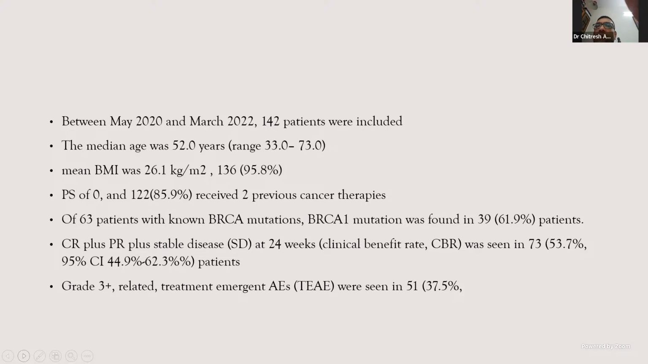So complete responders plus partial responders plus stable disease at 24 weeks was seen in 53% of the patients, that is 73 in number. And grade 3 plus related treatment emergent adverse events were seen in 51 patients, which constituted around 37.5% of the study population. Next slide, please.